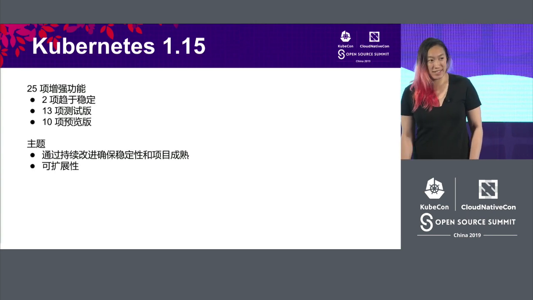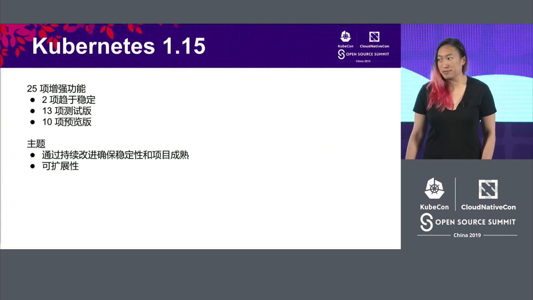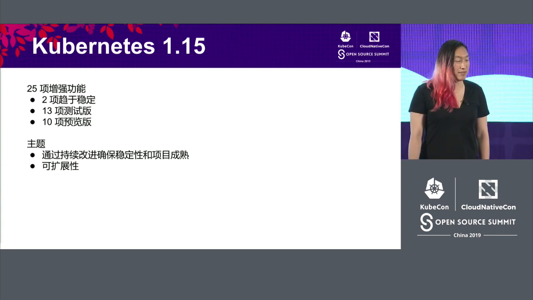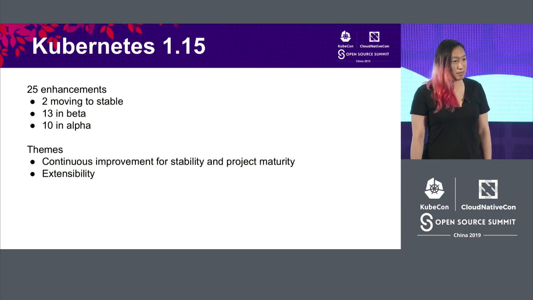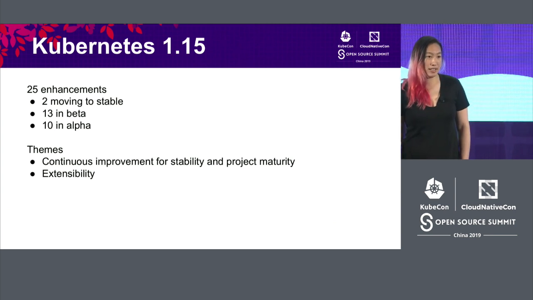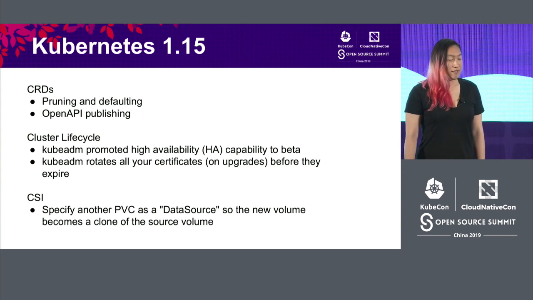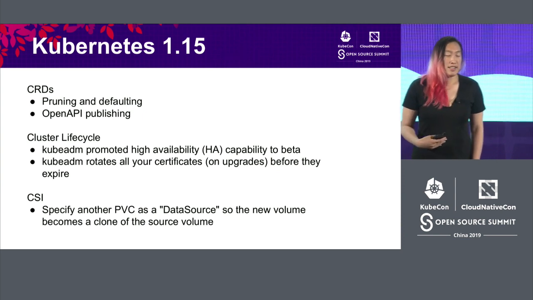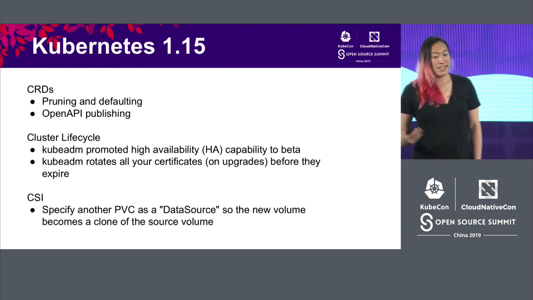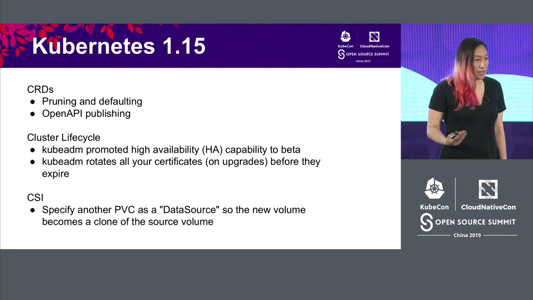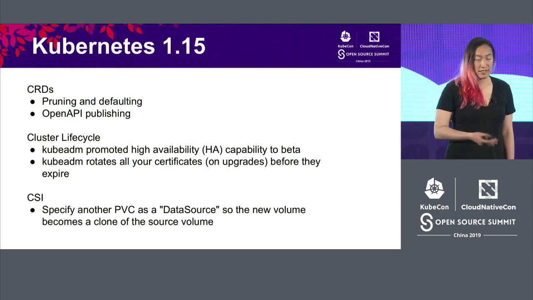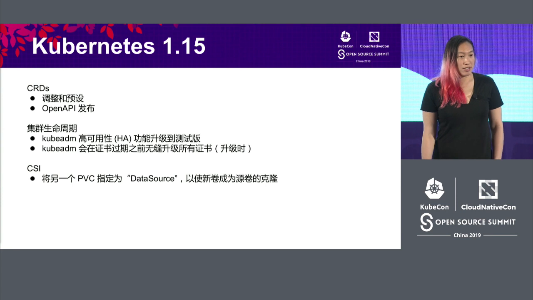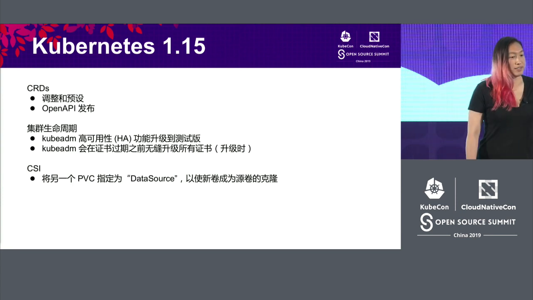And we also recently saw the release of Kubernetes 1.15. Kubernetes 1.15 came with 25 enhancements, with a focus being extensibility and continuing improvement for stability and maturity. So very quickly, I want to talk about CRDs. There are new features coming out for CRDs in 1.15, including pruning and defaulting. There's also open API support.